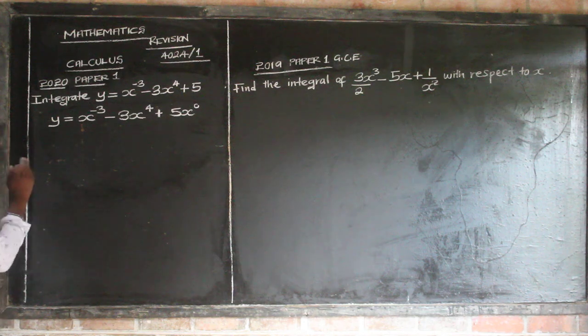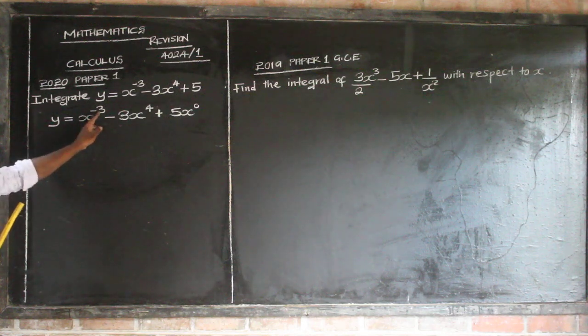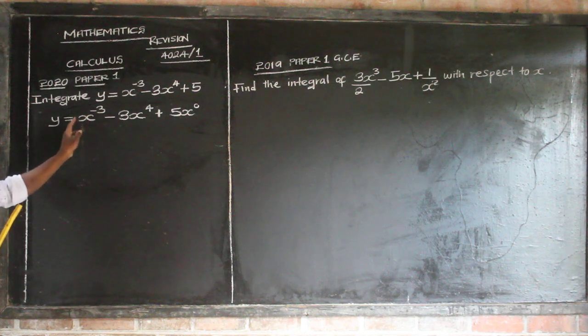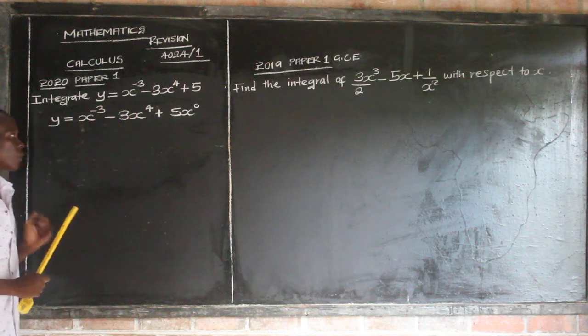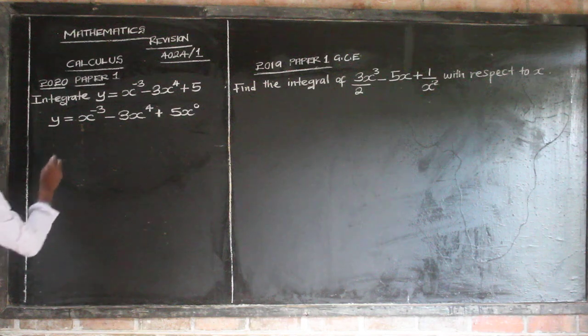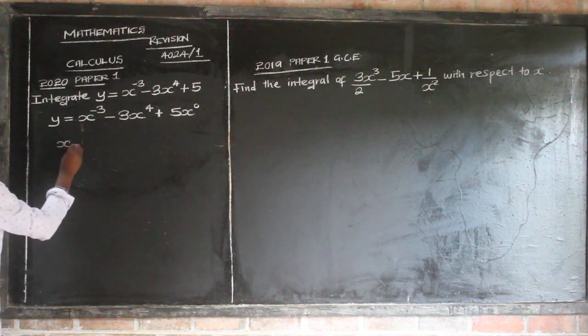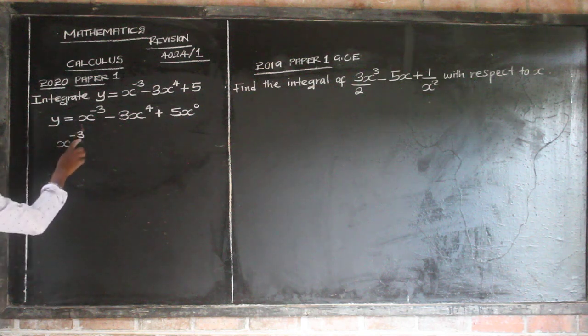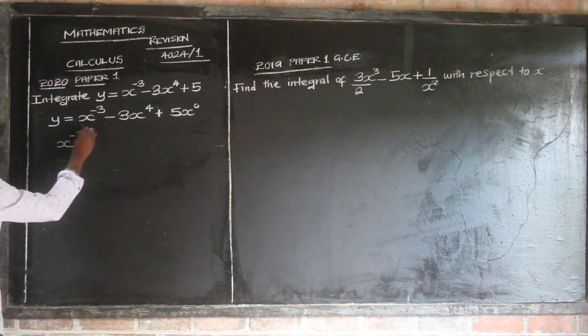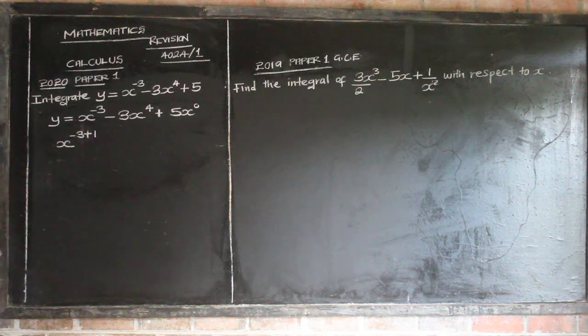Remember what I said: when you're integrating, what you do first is this power is supposed to increase by 1. Then the coefficient, in this case which is 1, you divide by the new power. You do the same for the other terms. So the first term is x to the power negative 3. I'm saying you increase this power by adding 1. So it's plus 1.